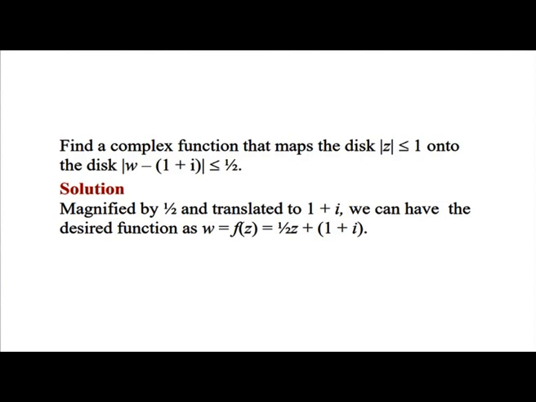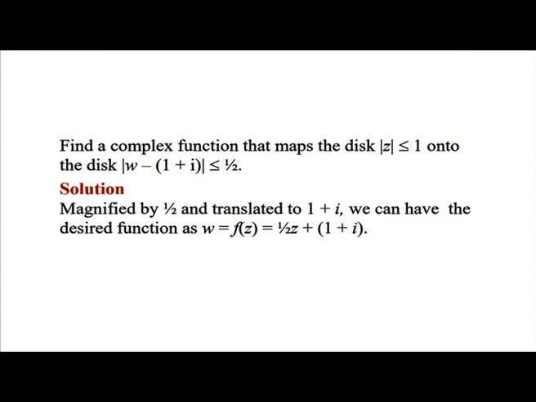That means it is a circle with center (1, 1) and radius half, and the set of all interior points inside it. So, actually what is happening? It is magnified by half, or else we say contracted by half, and it is translated to 1 plus i. The earlier center for the circular disk mod z less than or equal to 1 is (0, 0) and the radius is 1. Now, the radius is reduced to half whereas the center is shifted to the point (1, 1).